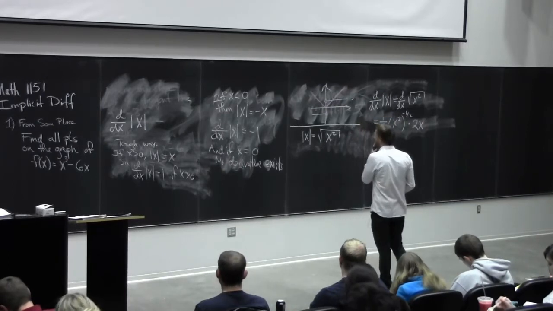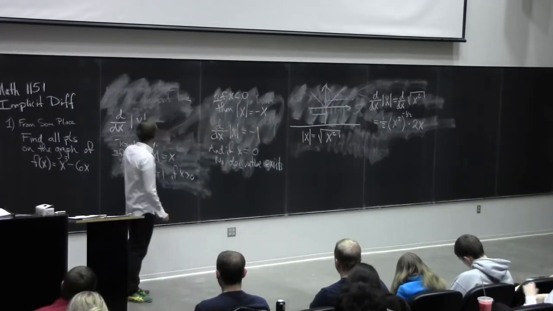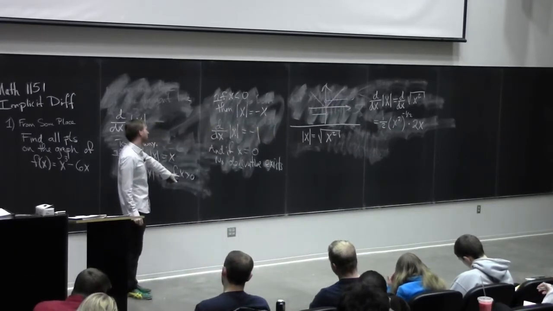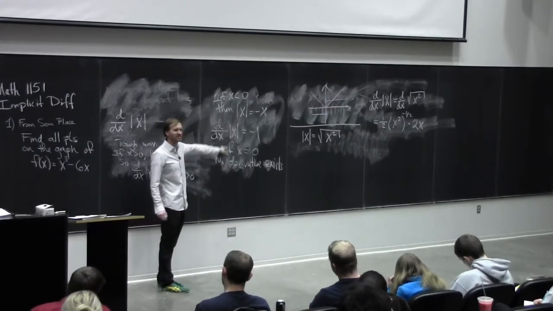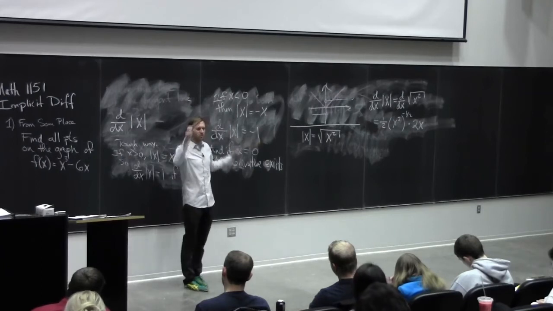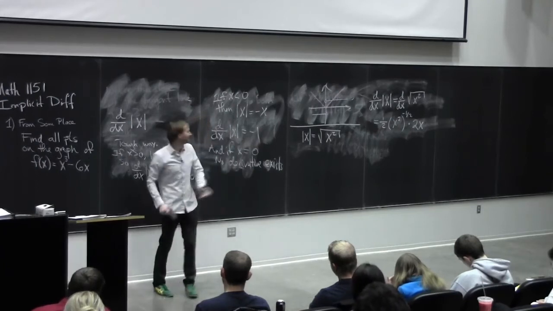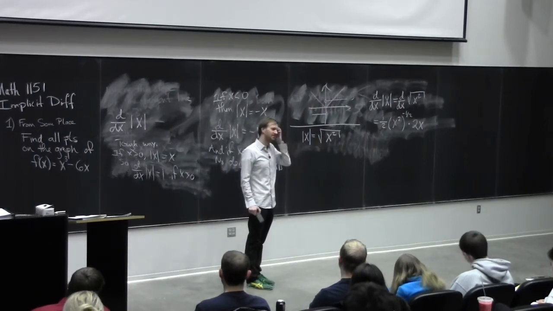But wait, remember my answer here? It was like, the derivative is 1 if x is greater than 0. It doesn't exist if x is equal to 0. And over here it's -1. This is really wordy, and this is just some formula. What's going on with this formula? Does anybody know?